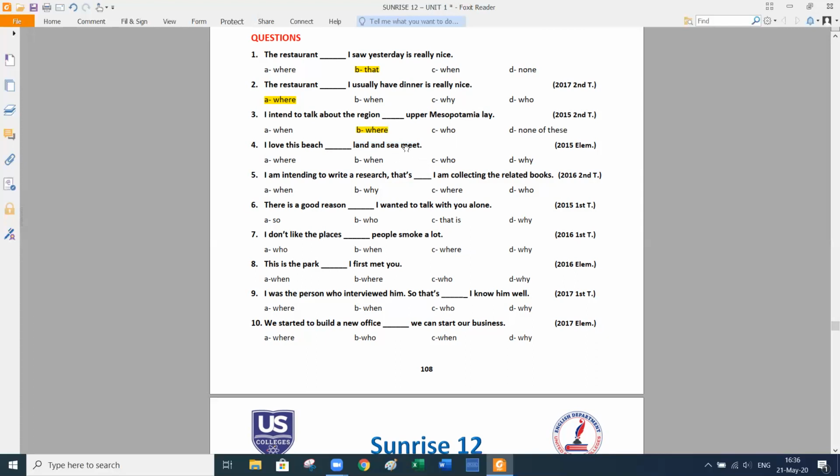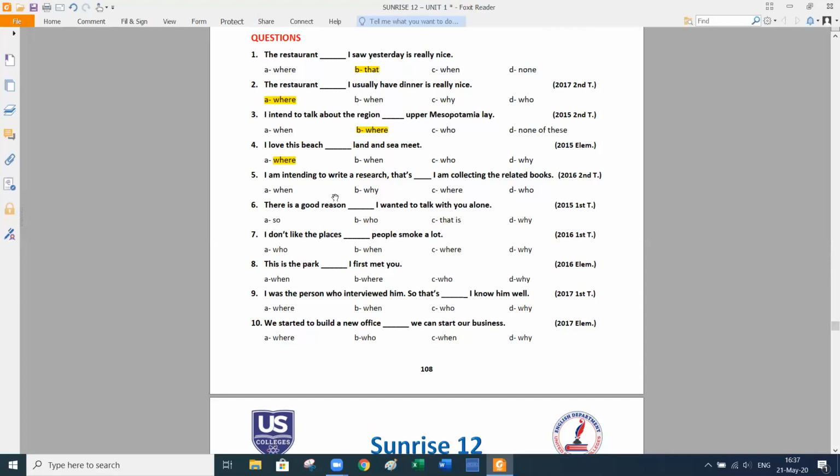And here, we say land and sea, like Tim and Tom. So both of them make the subject. And they met where? Where did they meet? Or where do they meet? They meet at this beach. So we say, this is a place. So the relative pronoun should refer to a place, not object, not subject.